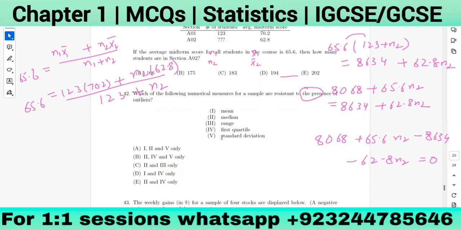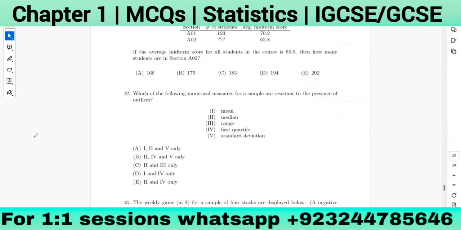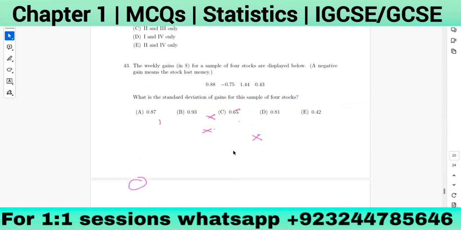Okay, which of the following numerical measures for a sample are resistant to the presence of outliers? Mean, median, okay, which are resistant to the presence of the outliers? So mean is affected by outliers, median is not affected by outliers, range is affected by outliers, first quartile is not affected by outliers because this is the very first one, and standard deviation is affected by outliers. So which are not affected by outliers? 2 and 4. E is the correct answer. Okay. Resistant means not affected, okay?